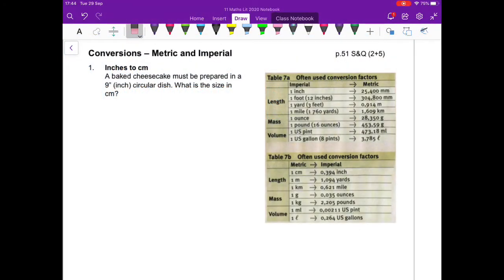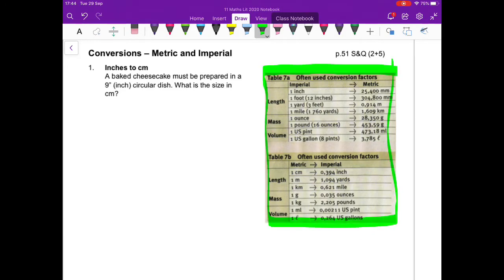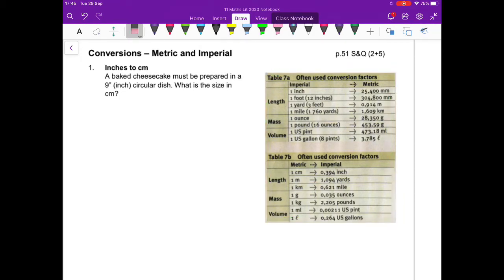First thing we're going to look at in the measurement chapter is conversions, metric and imperial. I need to just remind you that this table here, or a similar table where we're converting from metric to imperial or vice versa, will always be given to you. You just need to know how to work the table.